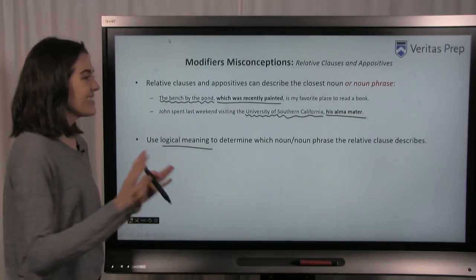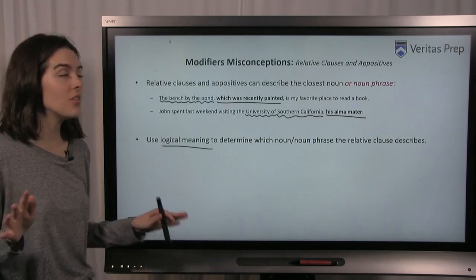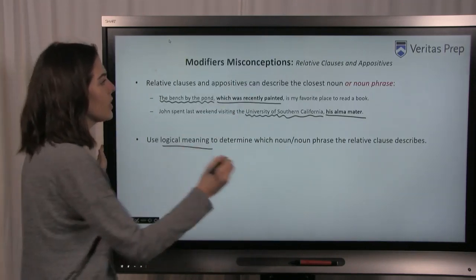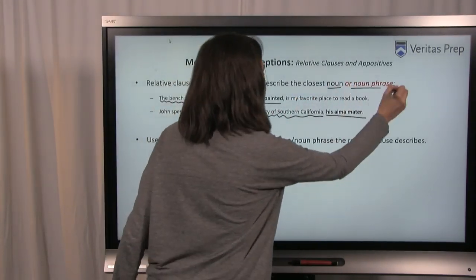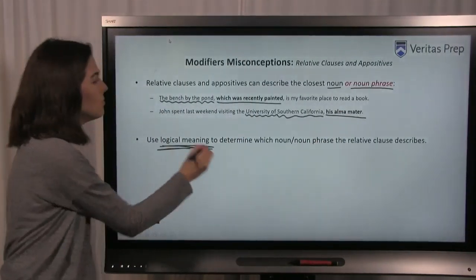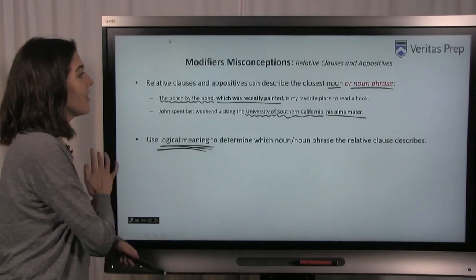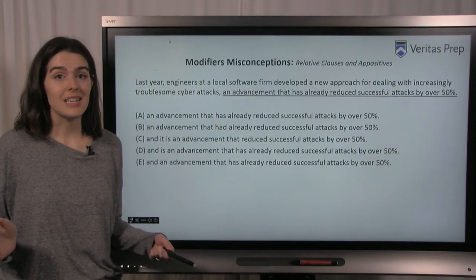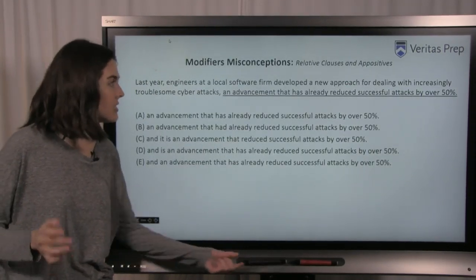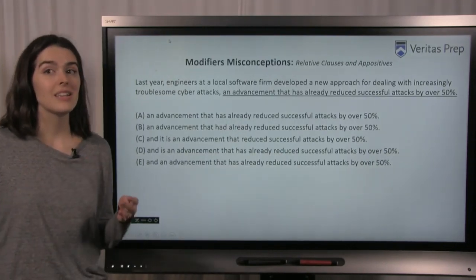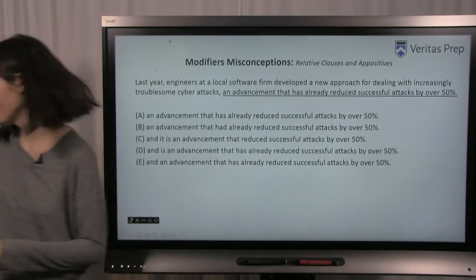All right. So now that we know this rule, that relative clauses and appositives can describe the closest noun or noun phrase and that we have to use logical meaning to determine which one it describes, let's go ahead and try a sentence. Let's take 2 minutes. Go ahead and answer this one in the chat. Good luck.